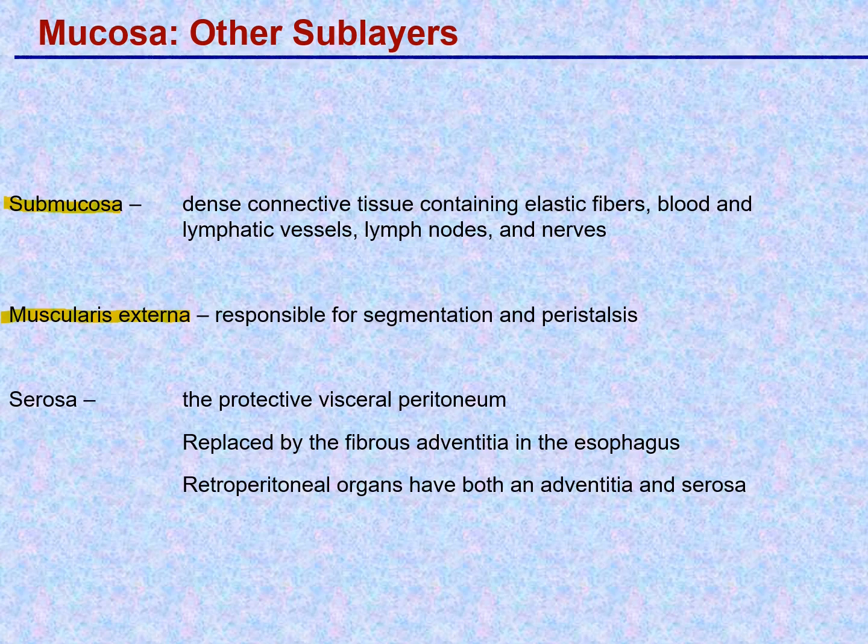And this is the area of smooth muscle tissue that's responsible for segmentation and peristalsis. So most of the movement of the gastrointestinal tract occurs because of contraction and relaxation of the muscularis externa. And then, of course, outside of that is the serosa, the visceral peritoneum. It's a serosal membrane. It's replaced by a different material in the esophagus, but the visceral peritoneum is what covers the intestinal tract and stomach.